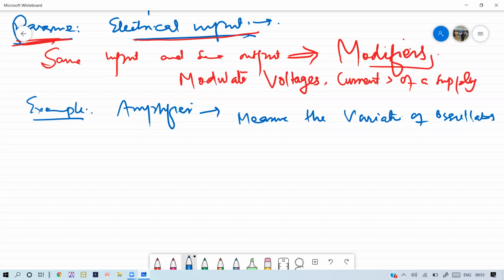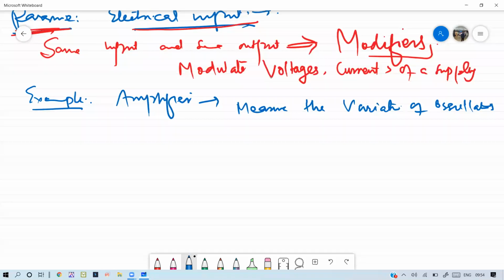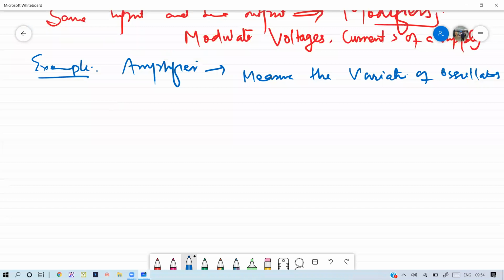If you don't put some electrical input, it becomes active or self-generating. If you need an electrical input, it becomes a passive one. So it's not only that it converts electrical energy. Transducers convert any form of energy to another form of energy. Mostly the input is electrical and the output is mechanical, but it is not restricted to that. So we can have a variety of energy form conversions. That's why these are called transducers. For example, the example of a modulator or a modifier is that you measure the variation of oscillations in the diaphragm of a microphone.